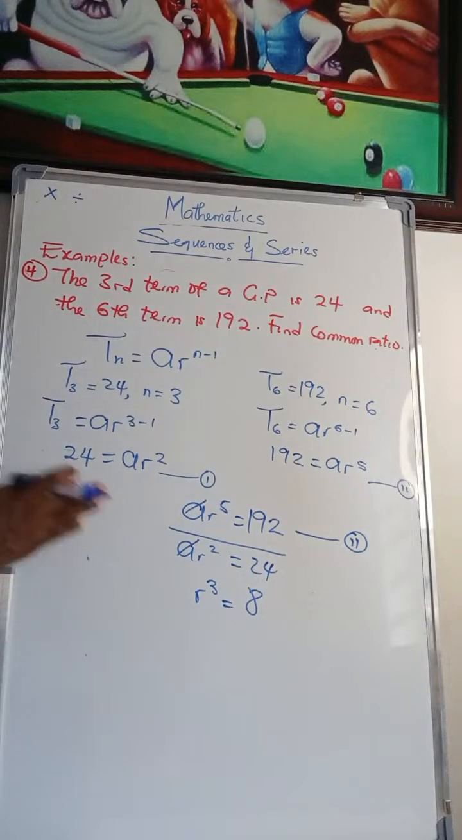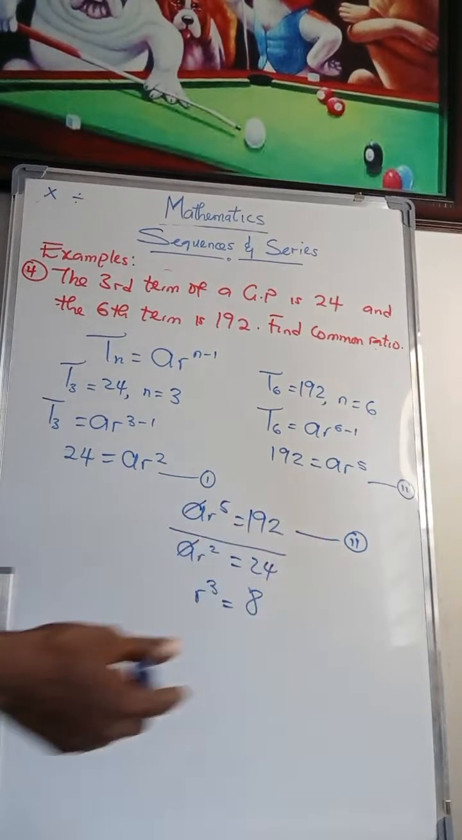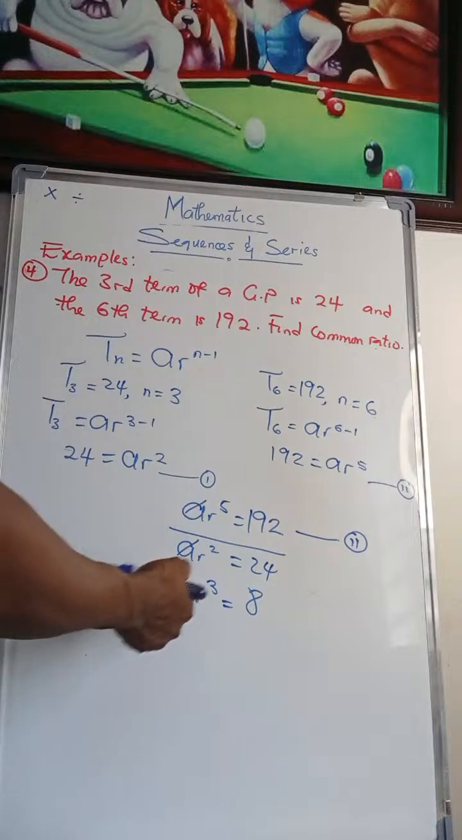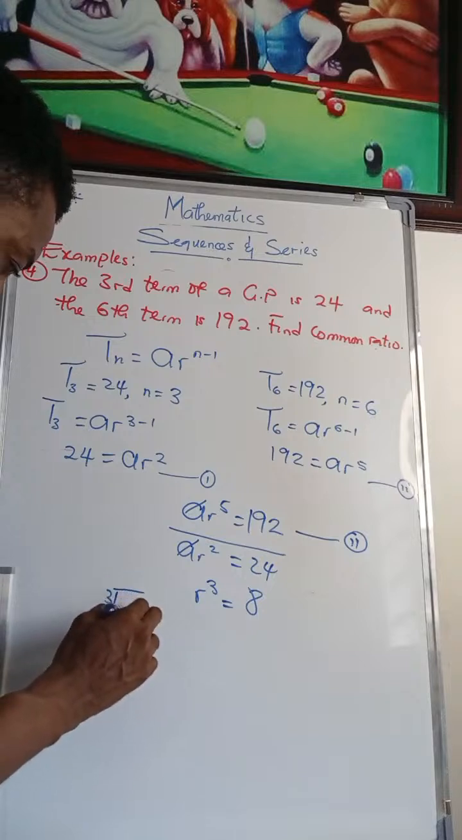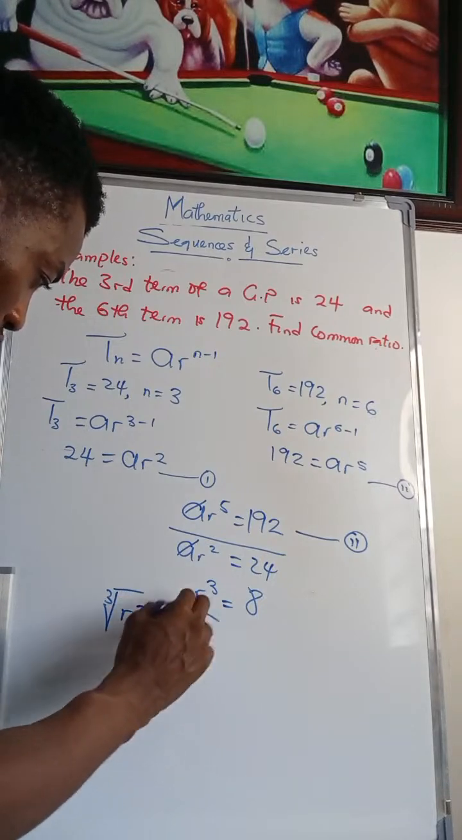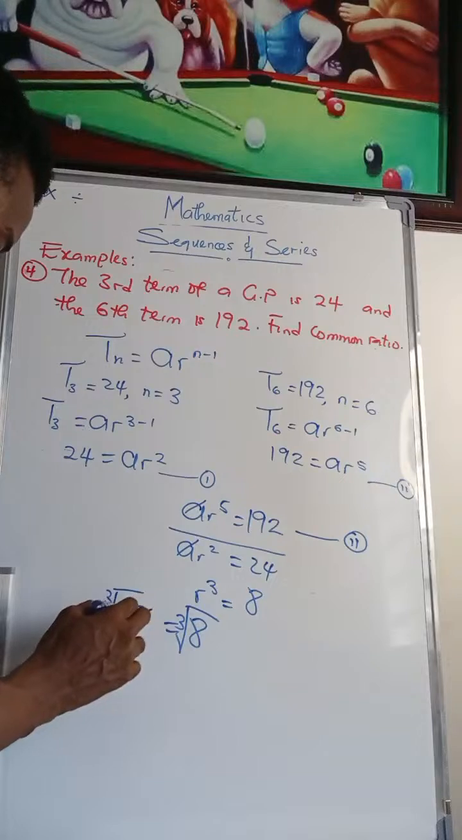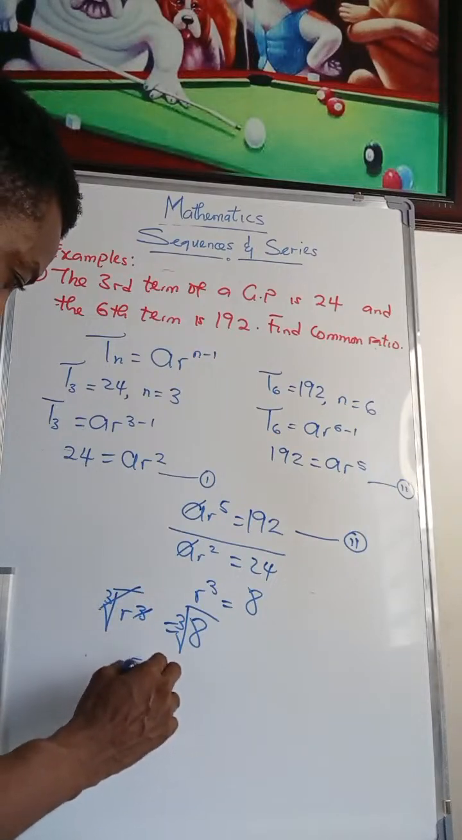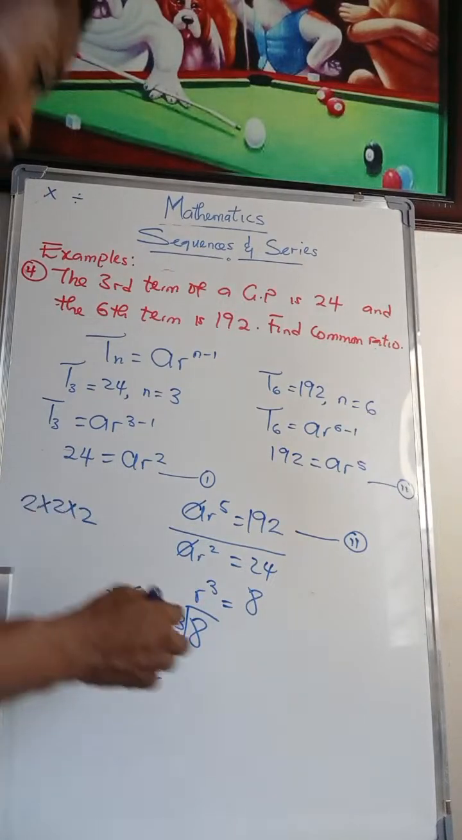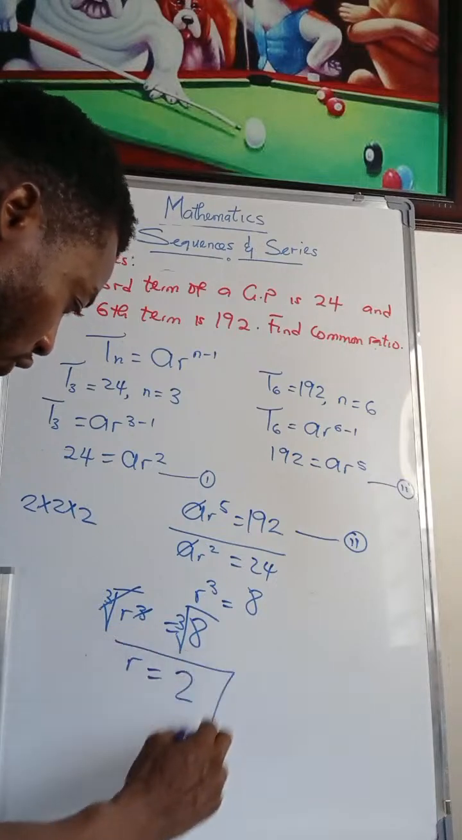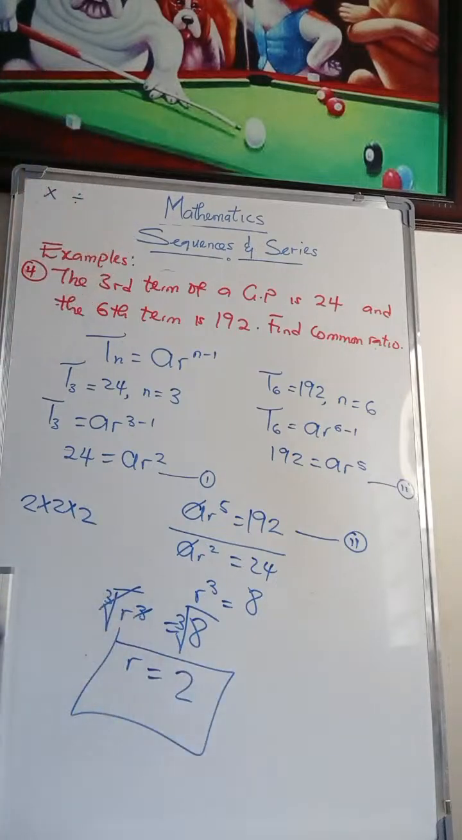Now we have R raised to power 3 equals 8. What do we do? We find the cube root of both sides. The cube root cancels the cube, so R equals the cube root of 8. If you multiply 2 in 3 places, you get 8, so the cube root of 8 is 2. The question says find the common ratio, and the common ratio, which is R, is 2.